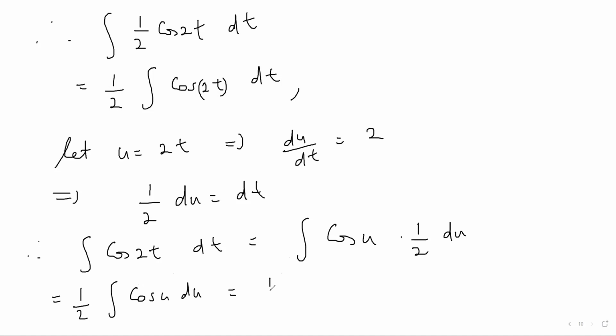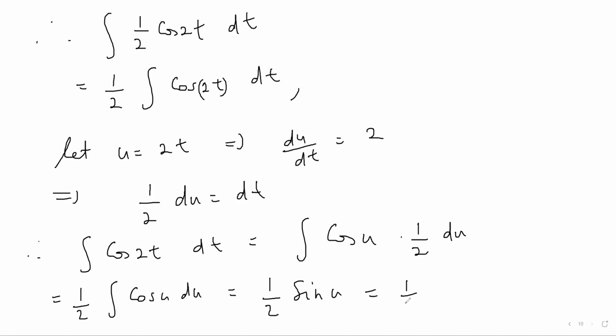So now you've got a half outside. Now the integral of cos u with respect to u. So you ask, what did you differentiate to get cos u? You differentiated sine u. So then this will be sine u. But because you have to add this to another integral, we don't put a plus c yet.